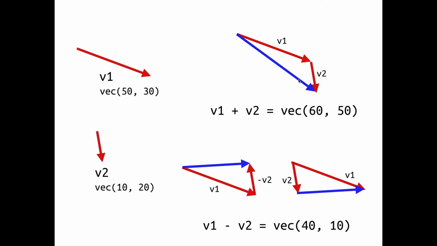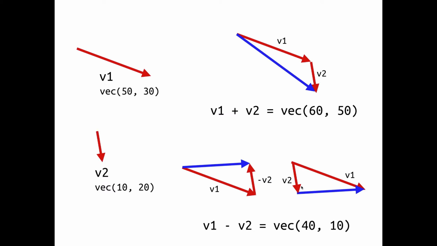So that's this vector, 60, 50, this blue vector. And subtraction works pretty much the same way. If you take v1 minus v2, that's the same as adding v1 plus the negative of v2. Just like when you use numbers, subtracting a number is the same as adding a negative number. So negative v2 is just v2 pointing in the opposite direction, right? It's going to be negative 10, negative 20. And that's what this little vector here is. So if we add those together, we get this vector, which is 50 minus 10 and 30 minus 20.